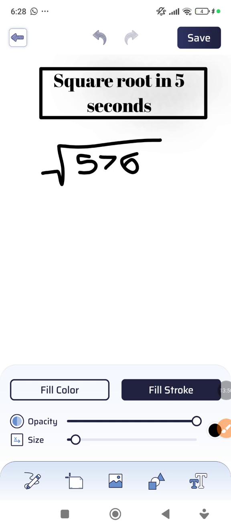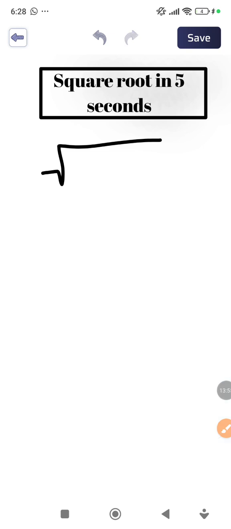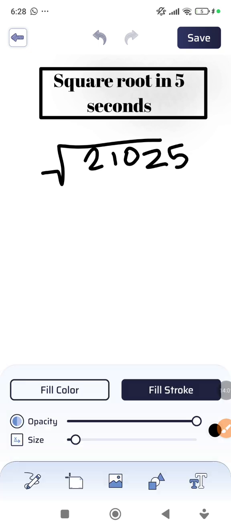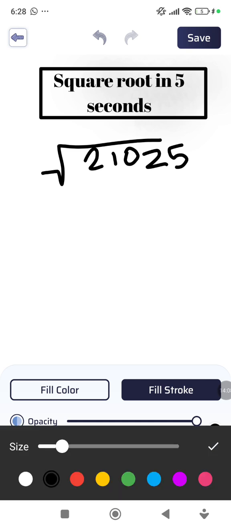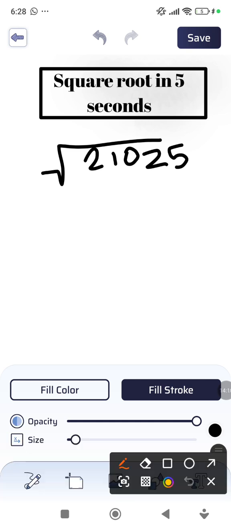Okay. Now we'll take a 5-digit number. We will take the number 21025. Let's solve it together. Again, we will break the bond between the last 2 digits and the rest of the number. So we see it is ending with 5. So we are sure that the number whose square is this would end with 5. No need to check. We just need to write 5.